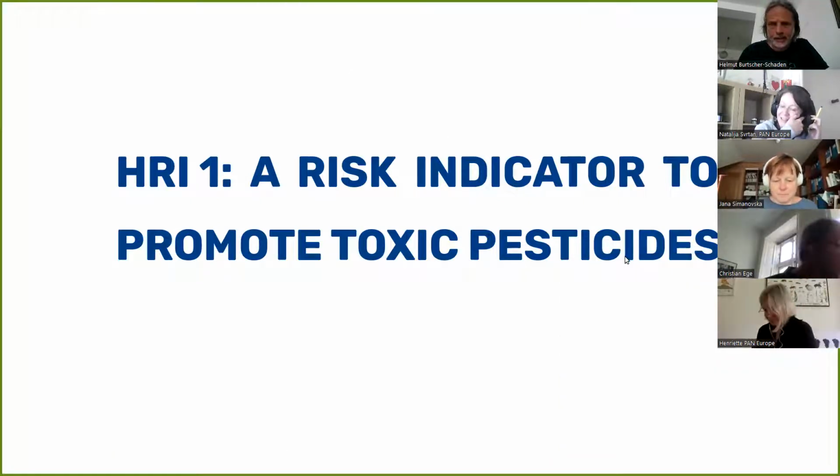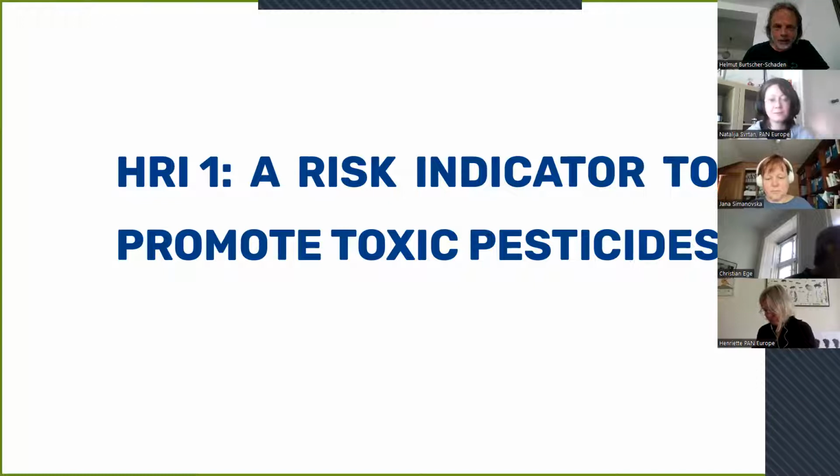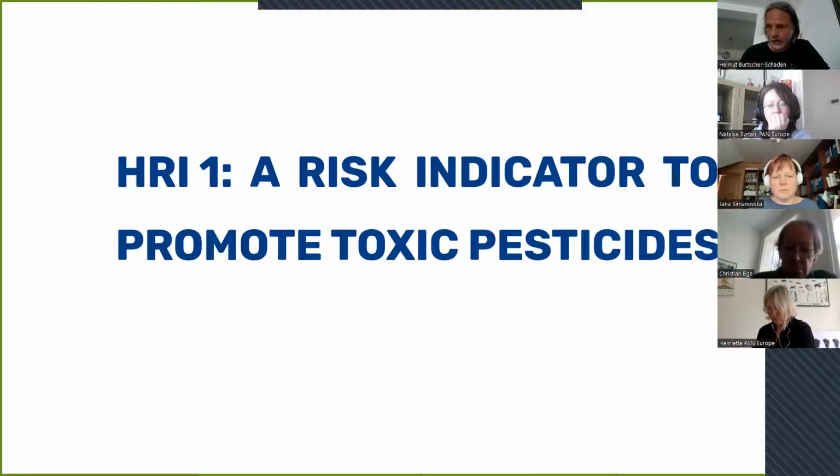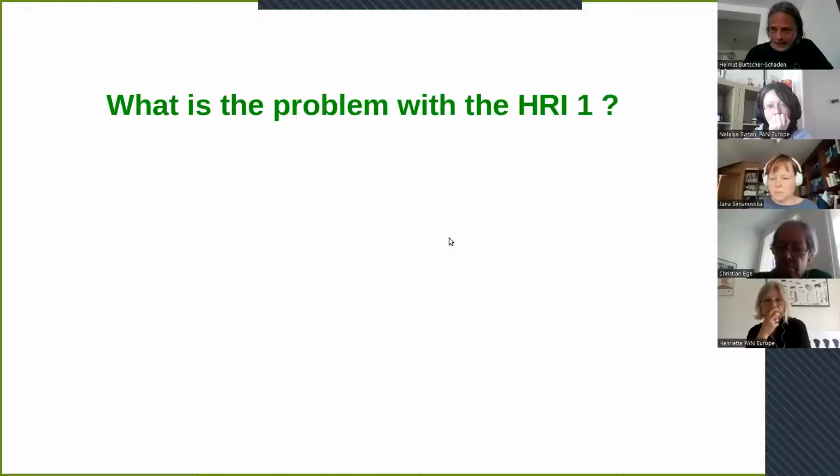Yes, we see. Okay. The title of my presentation is Harmonized Risk Indicator 1, a Risk Indicator to Promote Toxic Pesticides? The only reason there is a question mark is that there is still hope that this indicator, as it is now written in the proposal by the Commission, will not finally be the method of the Harmonized Risk Indicator that will be applied to measure the pesticide reduction target, because the amendment of Article 35 gives some hope that the process the Commission wants to initiate will lead to some improvements. What is the problem with the Harmonized Risk Indicator 1?